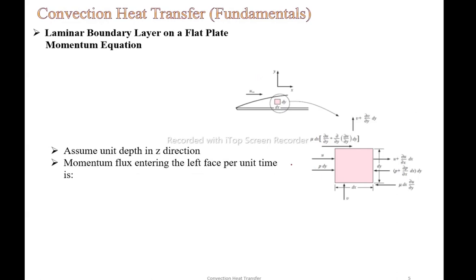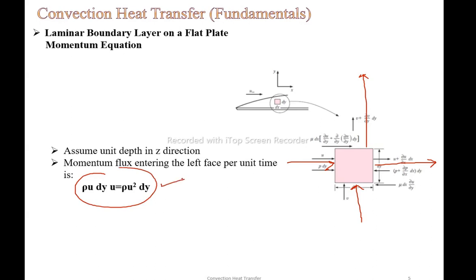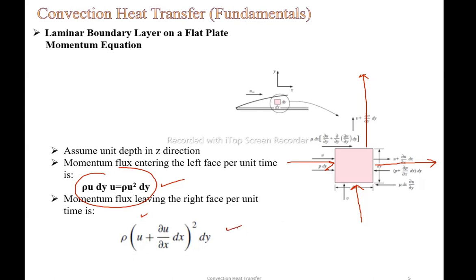Okay, we'll focus on momentum flux entering the left face, momentum flux leaving the right face per unit time, obviously. Momentum flux entering the bottom face per unit time. So TK, audience, you know what is the mass flow entering at the left face. Just multiply that by velocity. You'll get this. Any issues? Yes, sir. No issues. Likewise, momentum flux leaving the right face can be obtained like this. So this is the momentum entering the left face and momentum leaving.